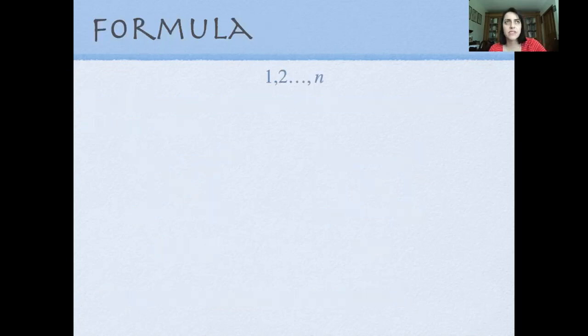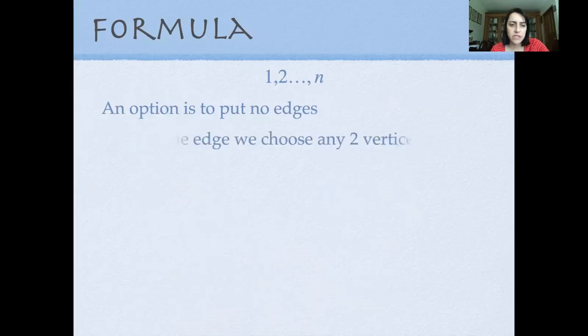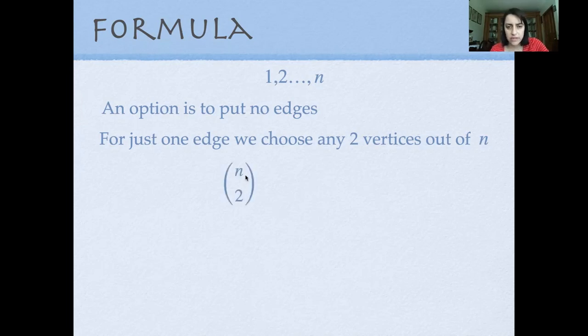With these ideas, we can obtain a formula for telephone numbers. Let's see how many matchings are there in the complete graph for n vertices. One possibility is to put no edges. Another possibility is to put only 1 edge. Then we have to choose any 2 vertices out of the n vertices we have. And this number is exactly these binomial coefficients n and 2. So in this case, we only take 2 vertices to choose an edge.